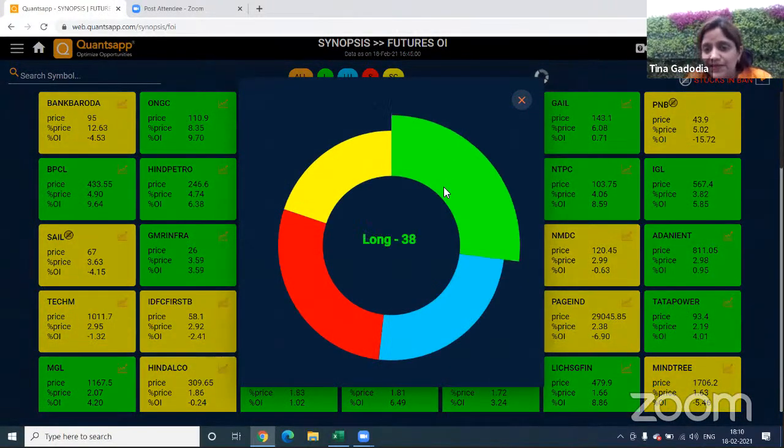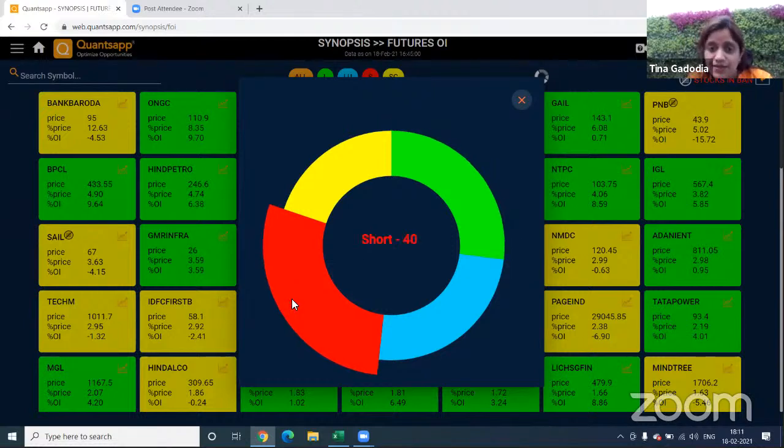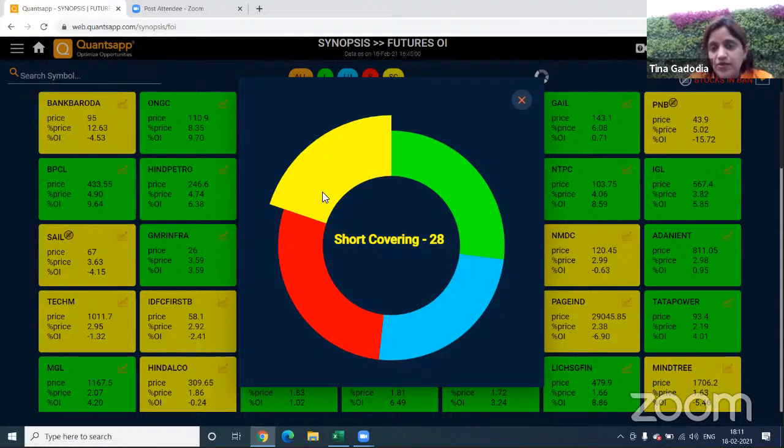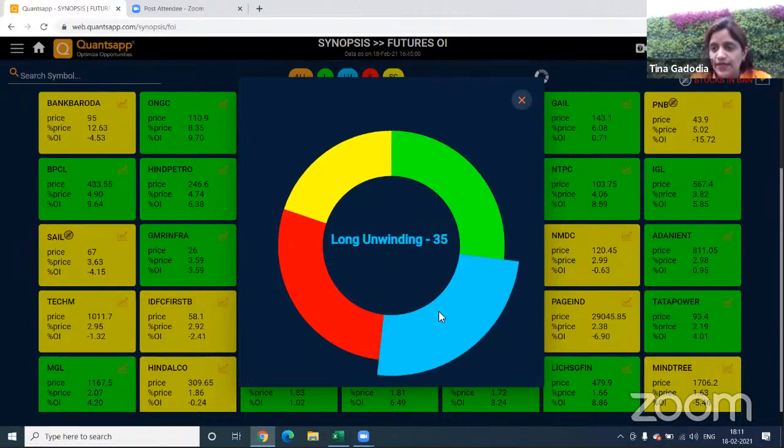Wow. Today was actually a zero sum day, with equal amounts of long and short. You had 38 stocks long, 40 on the short side, 28 on short covering, and 35 on long unwinding. So we see that we had a very good trend. The up move was super, and now the market is trying to stabilize. It's trying to digest those gains. Either there could be a decent pullback, or else it can consolidate. There are many triggers which say that the market is in a consolidation move. But consolidation doesn't mean that you close everything and leave.